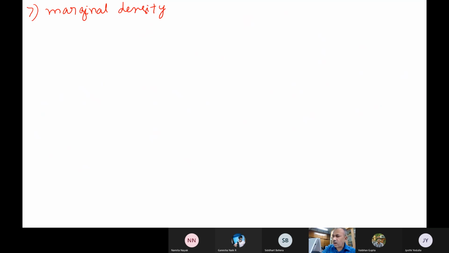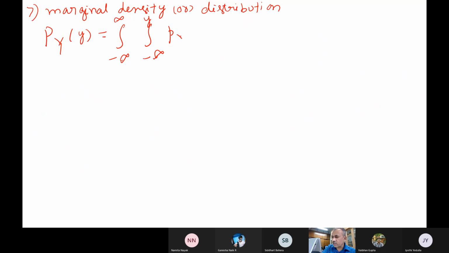See, for example, our marginal density or marginal distribution. If you get it from the probability density, you will have the marginal density. If you write it from the distribution, you will get it like this. So P_Y of y is defined as the integral from minus infinity to infinity, and this will be minus infinity to y, of P_XY(x, y) dx dy. So this is how the marginal distribution is defined.